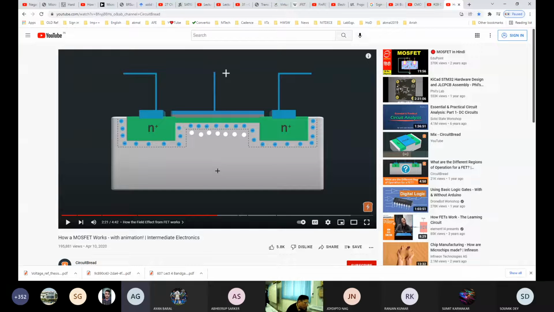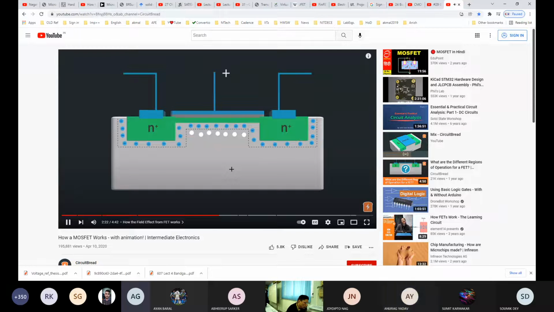So if you consider the p-type body has a hole concentration of something like 10 to the power 16 per centimeter cube, the threshold voltage defines the voltage necessary to create an inversion layer which will create a region containing an electron concentration equal to 10 to the power 16 per centimeter cube.